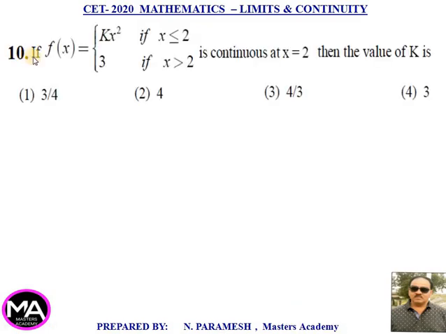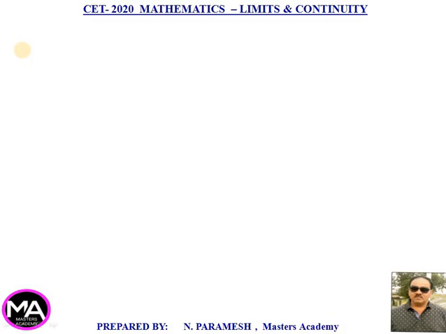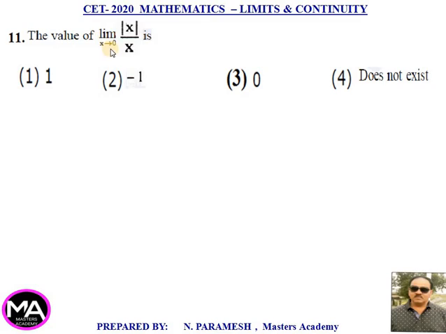10th question, if f of x is equal to kx square if x is less than or equal to 2, 3 if x is greater than 2, is continuous at x is equal to 2, then the value of k is, 4 options are given. Solution: left hand limit is equal to right hand limit is equal to f of 2. 3 is equal to 2 square is 4k, therefore k is equal to 3 by 4, that is there in option first one.